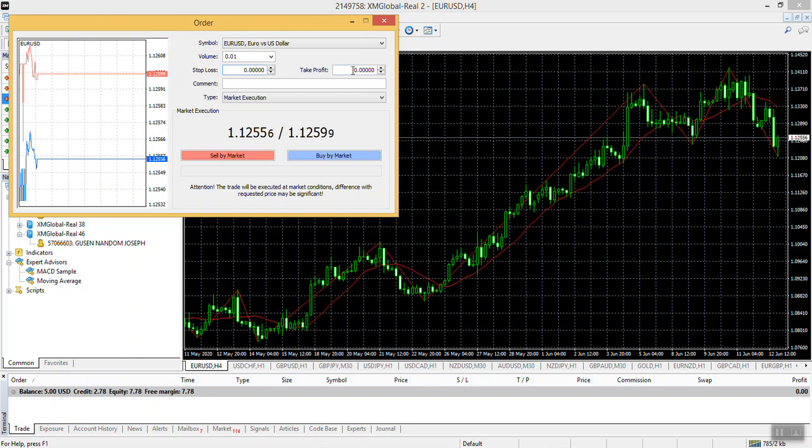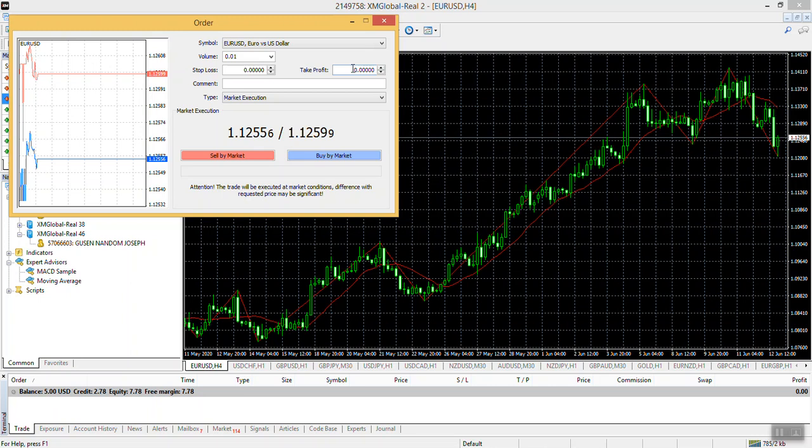Okay, now what about take profit? Okay, for example, you now buy this currency, and maybe you just want to make a profit of $2. Okay, so you calculate $2, the point value, and then you put it in here.